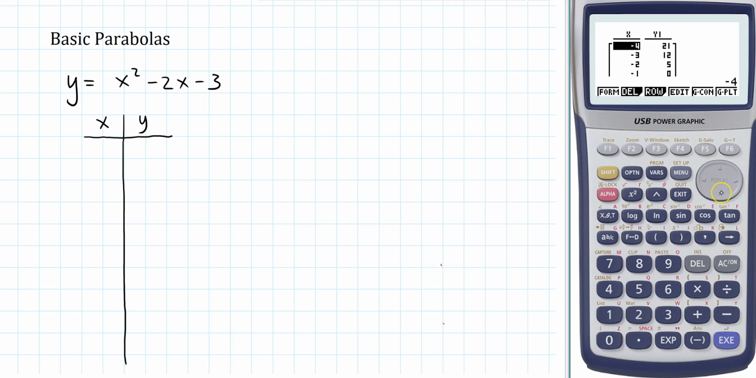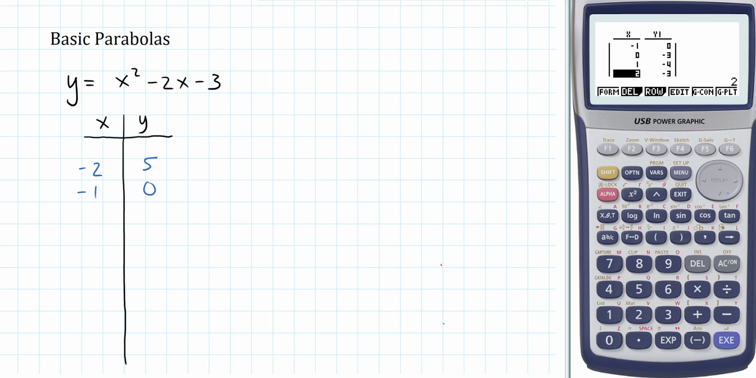So I'm going to take my table of values from minus 2. So when x is minus 2, y is going to be 5. When x is minus 1, y is going to be 0.